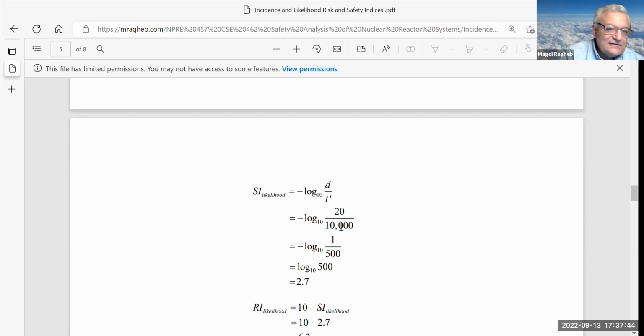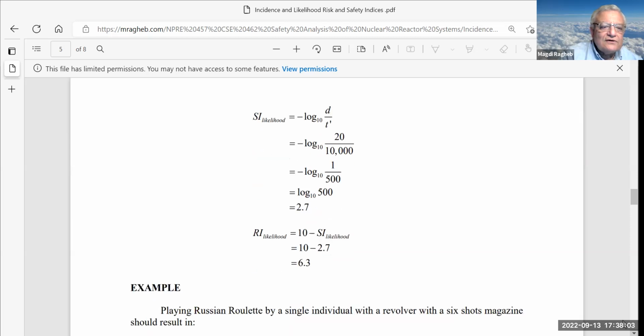So in that population, 20 people die per year, and the population itself is 10,000. So you get a safety index of 2.7, and the risk index would be 10 minus that 2.7. So in that case, you could find that for 20 people dying among 10,000 people, the risk index is 6.3. It is slightly below 10.